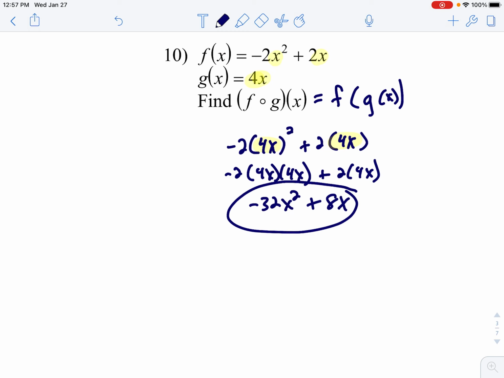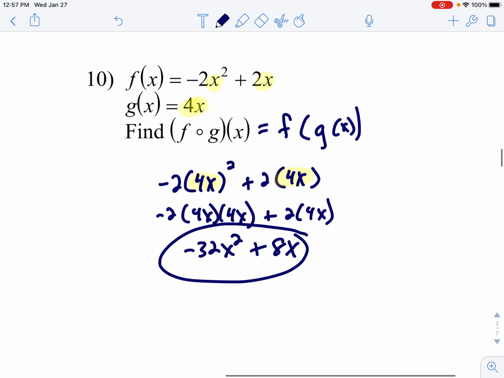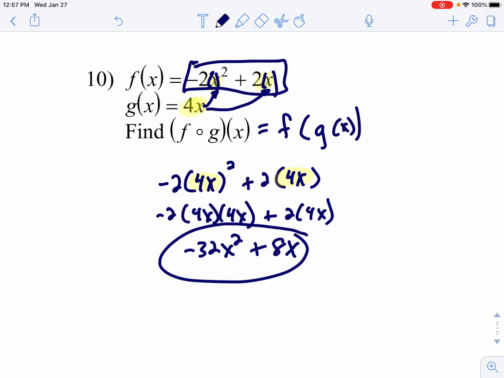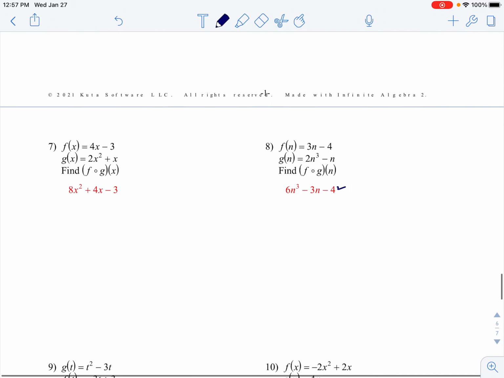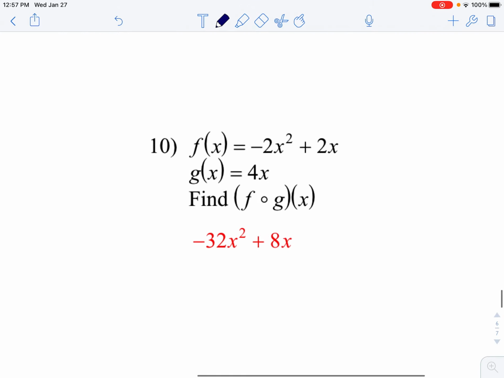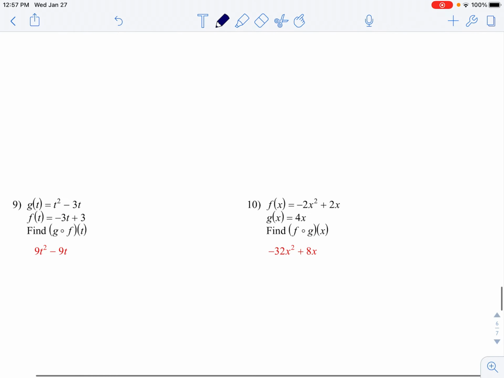So that one was a little more complicated, but the principle was the same. Write the first equation, or the first function down first, but use parentheses where the variables were. Plug the second function into those parentheses. Like check number 10, make sure I did it right. And yeah, that's the right answer.